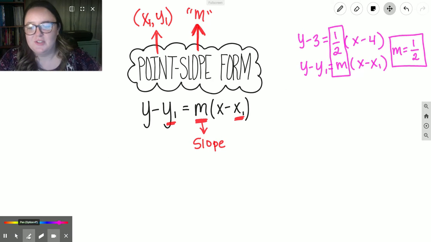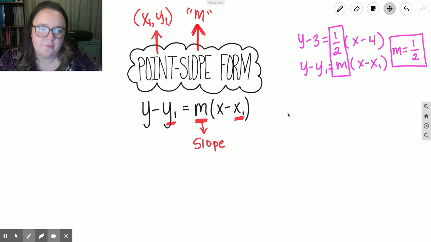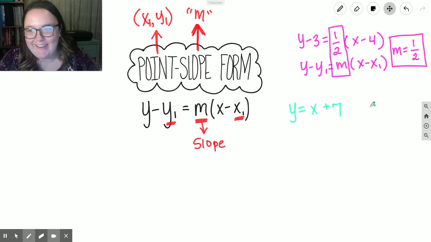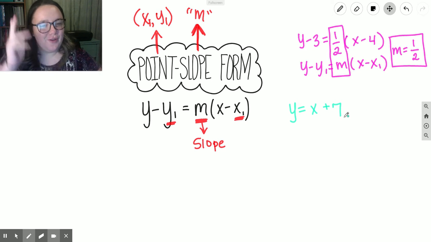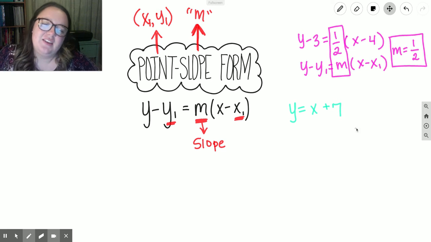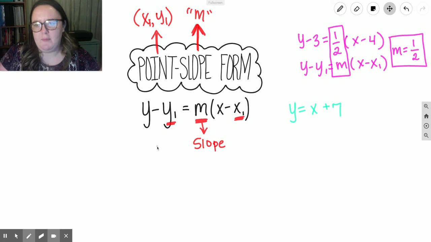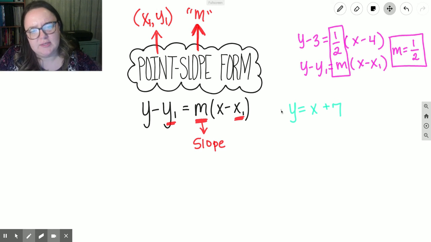I'm going to switch colors here. I'm going to give you a different question. Let's look at this formula: y equals x plus 7. Let's look at that one. So first question, let's ask ourselves, does this look like y equals mx plus b? Or does this look like y minus y1 equals m parentheses x minus x1?